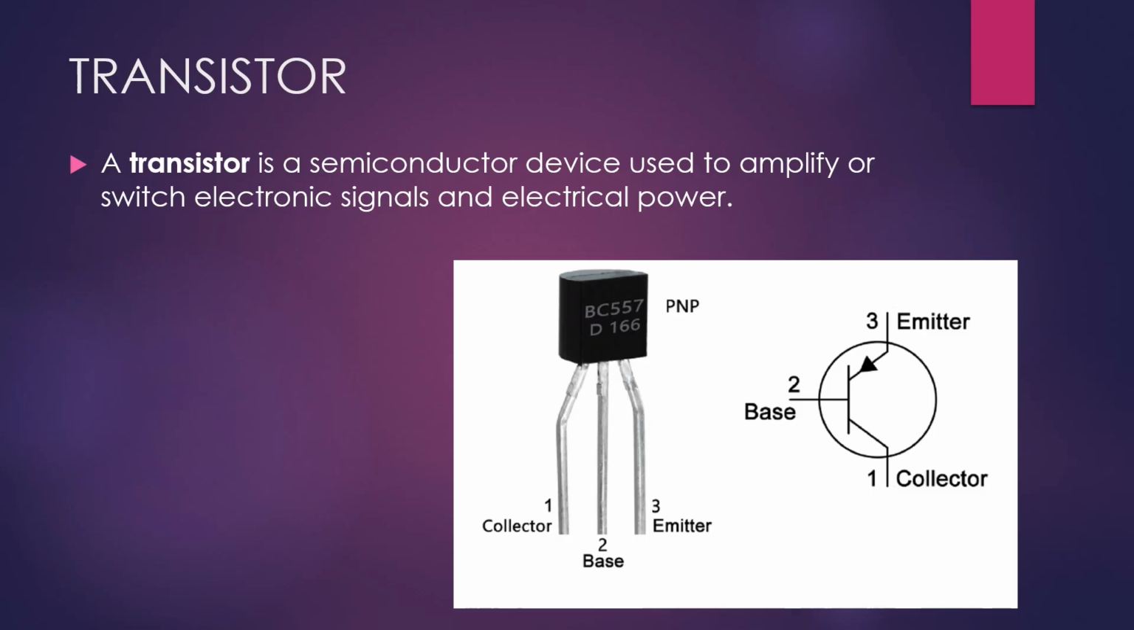Now, an NPN, on the other hand, has the same arrow, but on the NPN it's pointing away from the base. So you could say that the current is moving away from the base on the NPN transistor. I hope you guys understand that.